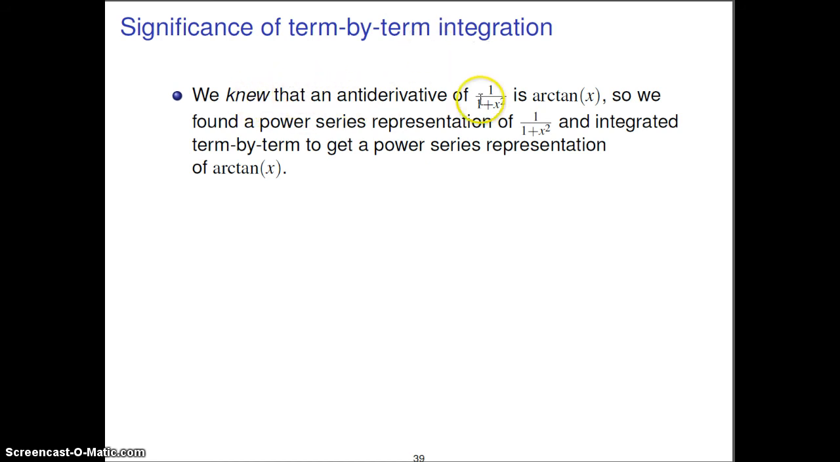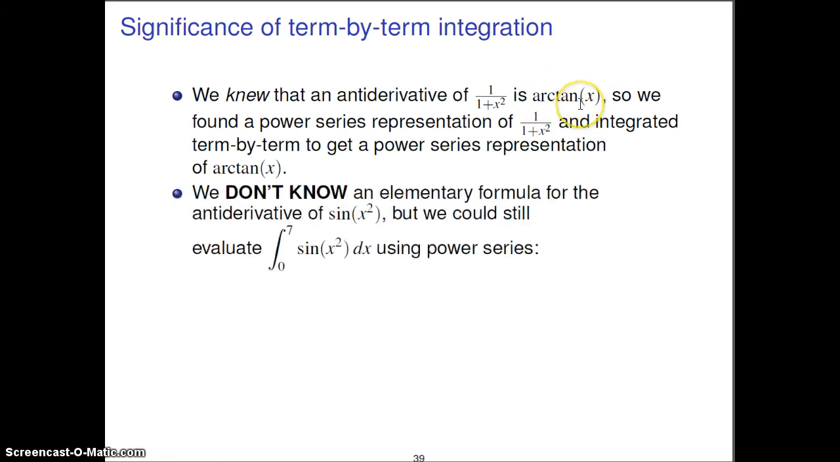We knew an antiderivative of 1 over 1 plus x squared. That's arctangent of x. And so what we did was we found a power series representation of 1 over 1 minus negative x squared using geometric series, and we integrated that thing term by term in order to get a power series representation of arctangent of x. And notice what happened here. The key point is that this function, 1 over 1 plus x squared, we know how to take the integral of anyway. This is arctangent of x plus c. Okay, so if you know both a function, its power series, and its antiderivative, well, then by term integration, you get a power series for the antiderivative.